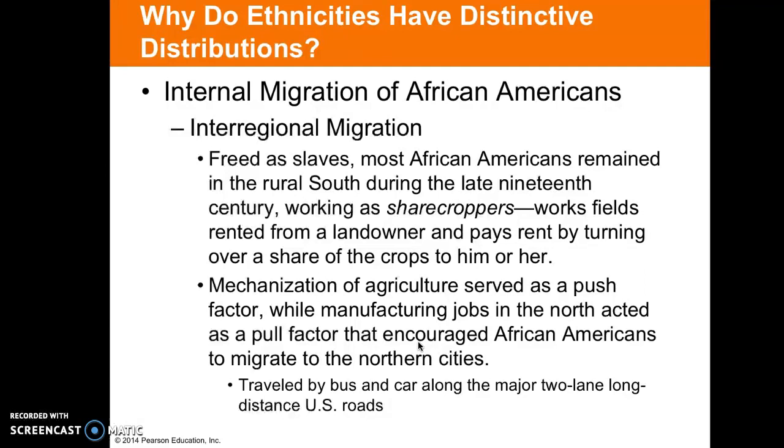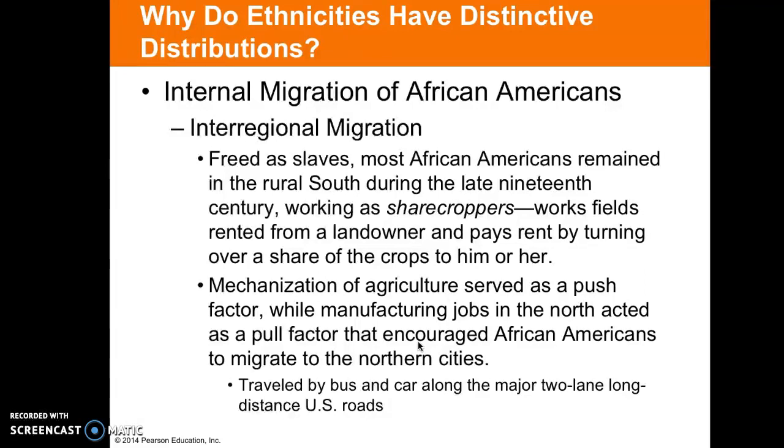So landowners didn't need as many sharecroppers anymore, and so they were renting out pieces of land less often. And because you weren't able to sell much of your food, because you had to turn most of it over for rent and keep the rest for yourself to eat, you didn't have the ability to really do much about it. So as you were losing jobs to the mechanization of agriculture, African Americans started to move up north. That was a pull factor: these new manufacturing jobs in the north.